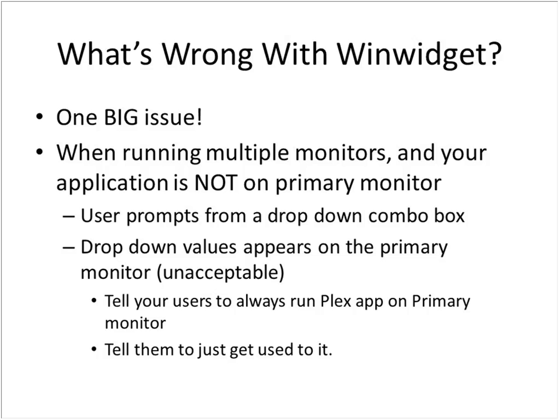So, once they've seen it a few times where they're running your application on a secondary monitor, they prompt, they don't see the list of values, they look around like, where the heck is my list of values? And then they look over on their primary monitor, and there it is. A lot of people will just say, okay, that's just Plex, so I'll just go over there and pick from the values over on my primary monitor. Not a good option.